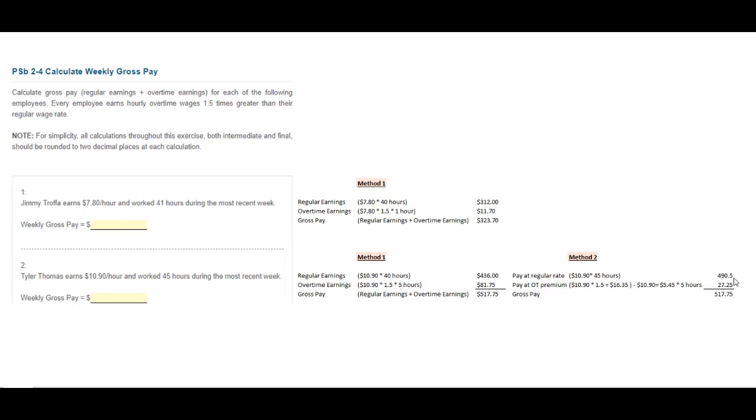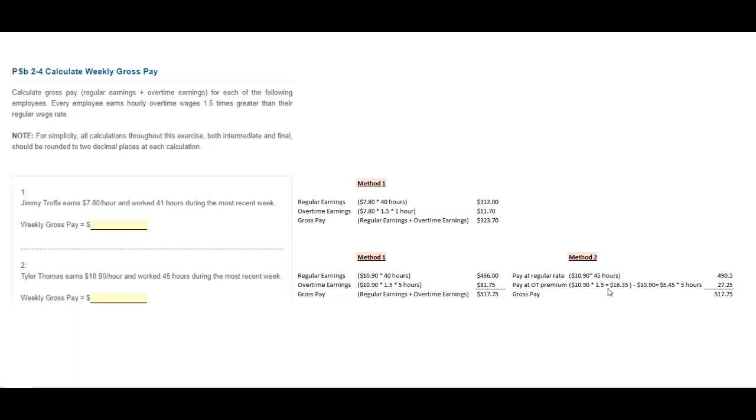That's the pay at the regular rate, not regular earnings. It's pay at the regular rate. And the regular rate again is $10.90, and the total hours is 45 hours, so that's pay at the regular rate. Now, part of the hours is overtime. And there's 5 hours of overtime, right? And these 5 hours will not be at $10.90. It will be higher than $10.90.